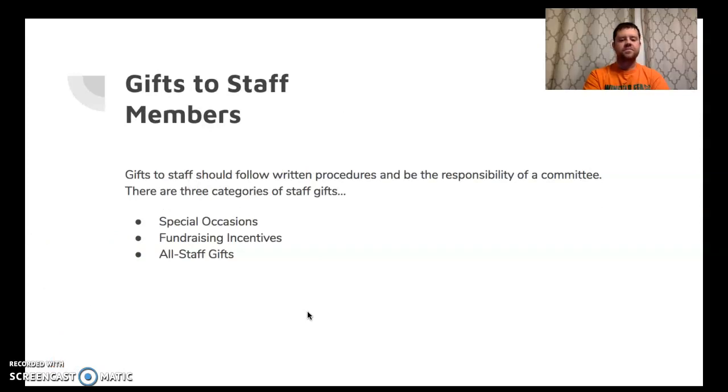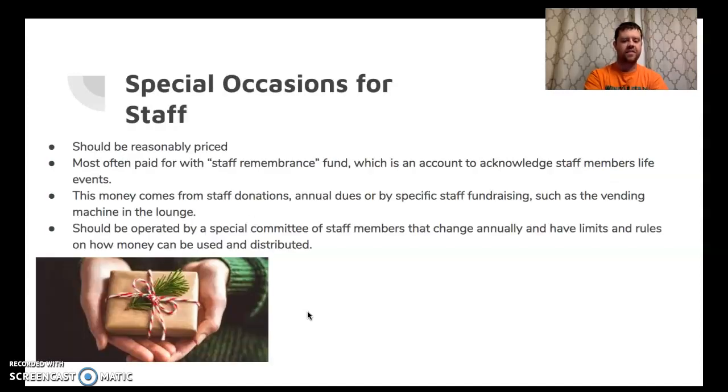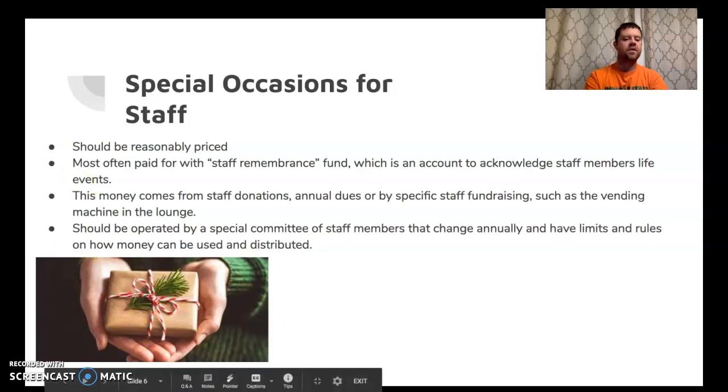Gifts to staff members. They're very similar, but also very different when compared to gifts to students. First of all, there's a special committee that's put together that has written procedures on what they can do. There's 3 different categories: special occasions, fundraising incentives, and all staff gifts. Special occasions for staff would be a new staff member getting married, having a child, or unfortunately, the death of a close family member of a staff member.